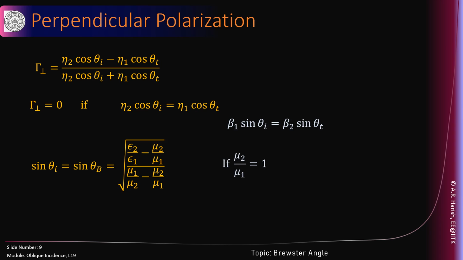If we choose mu2 by mu1 is equal to 1 now, then sin theta I tends to infinity, or there is no real theta I for making gamma perpendicular equal to 0. We don't see Brewster angle when it is perpendicular polarization if the medium is purely dielectric. There is no magnetic permeability there. If the material has different permeabilities, then yes, this will also show Brewster angle, but that is not of very great importance to us at the moment. So for the moment, for our discussions, we are looking at mu2 by mu1 equal to 1. Therefore, for perpendicular polarization, there is no Brewster angle.